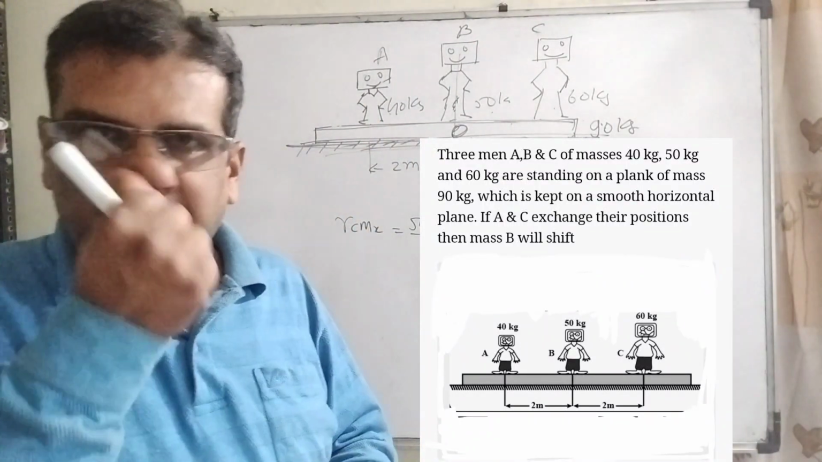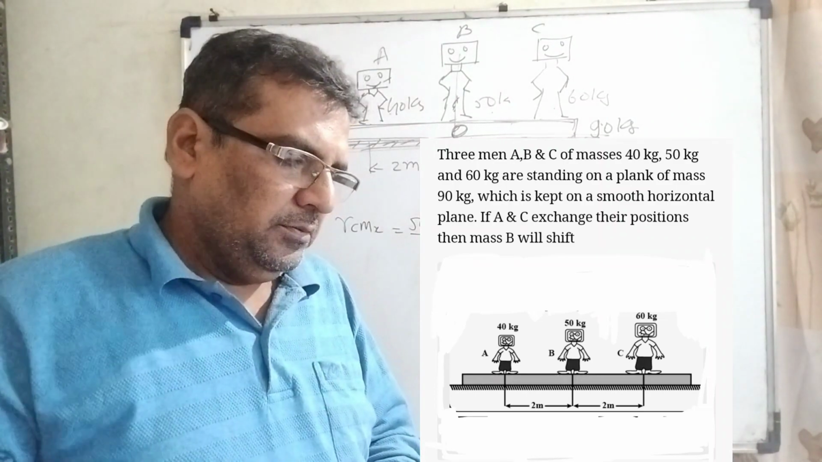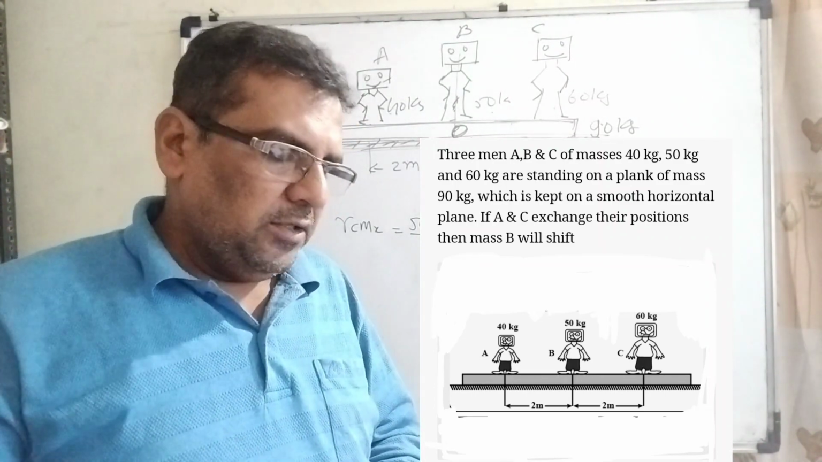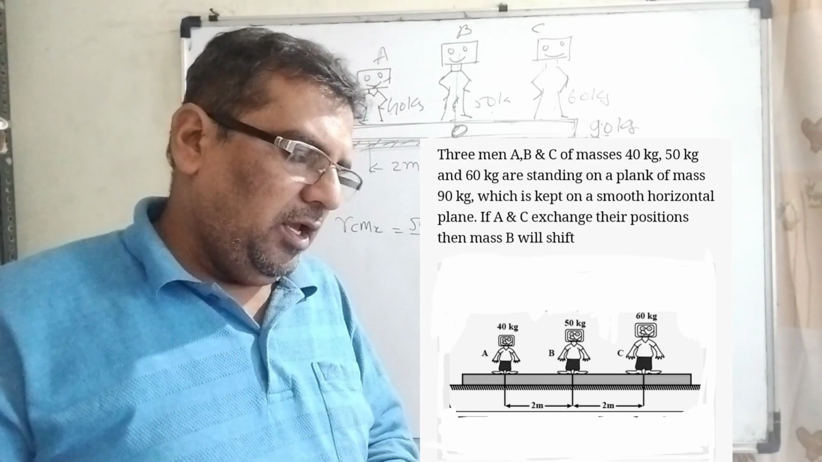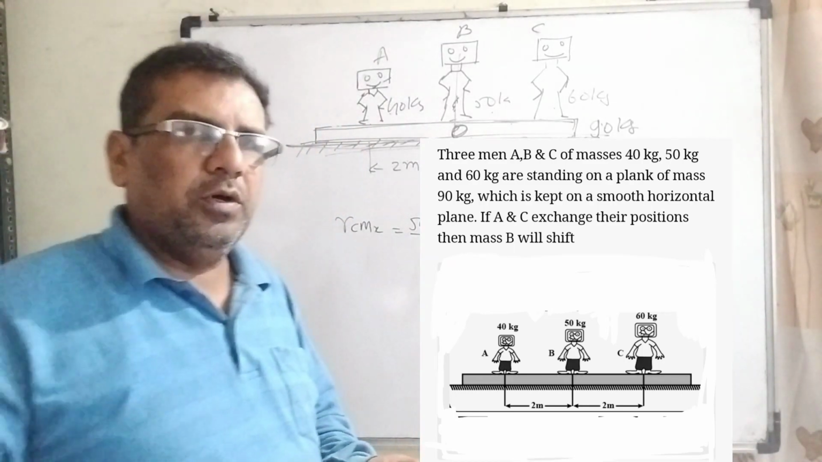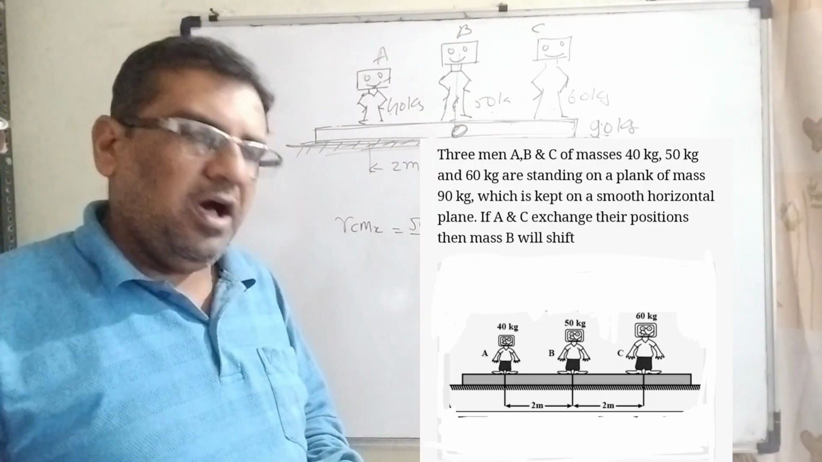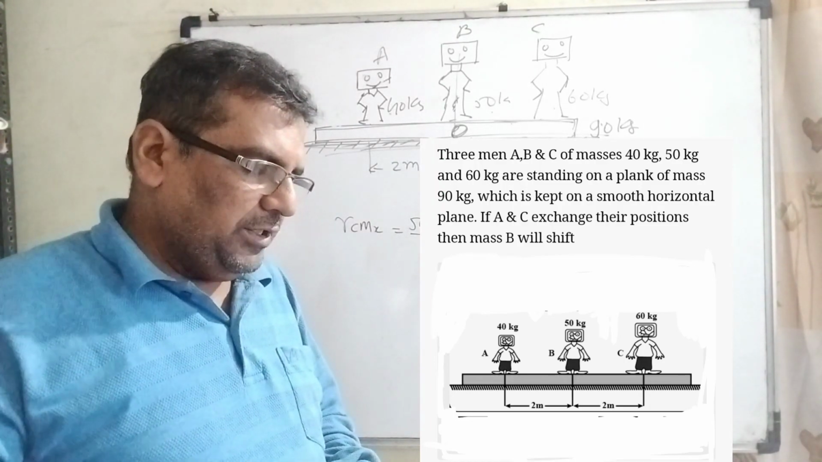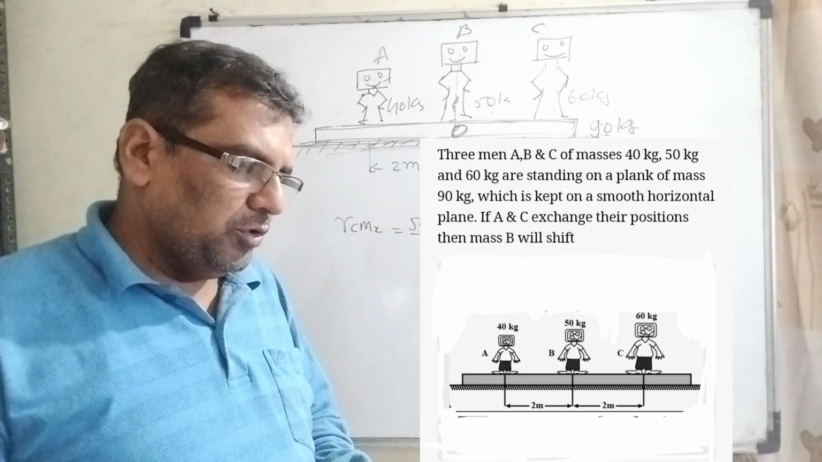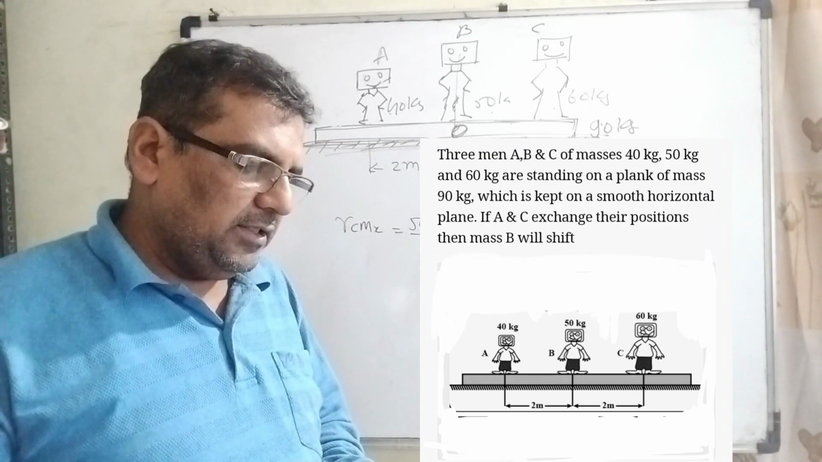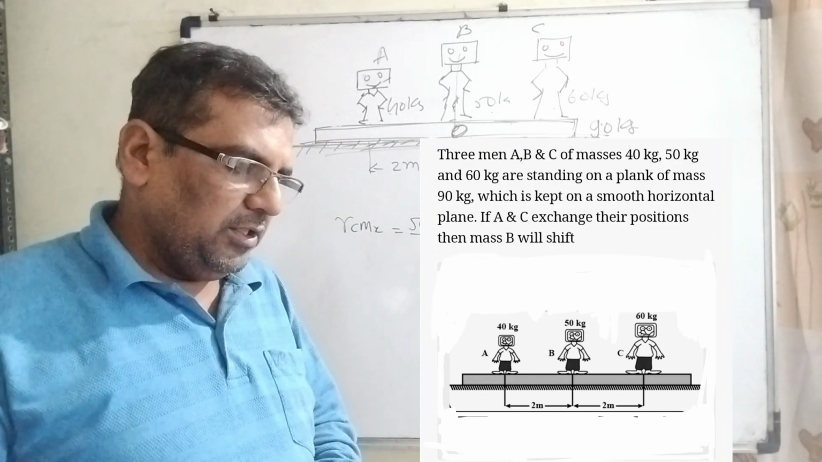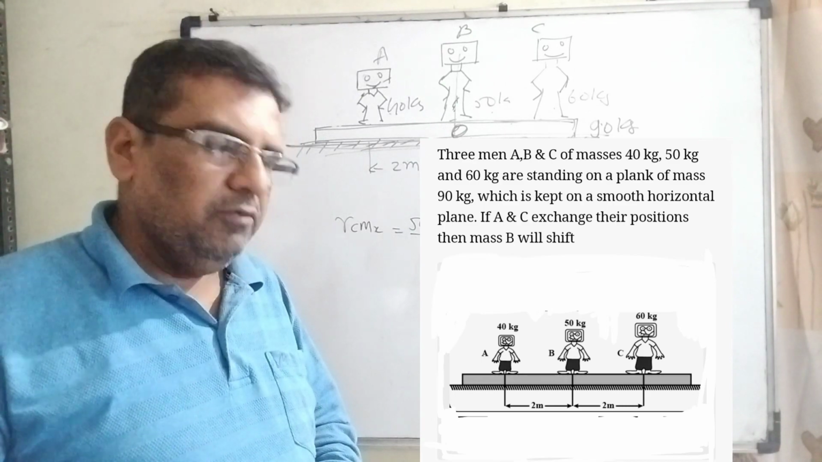I am solving the question based on the center of mass. Then what is the question? Three men A, B and C of masses 40 kg, 50 kg and 60 kg are standing on a plank of mass 90 kg, which is kept on a smooth horizontal plane. If A and C exchange their positions, then mass B will shift.